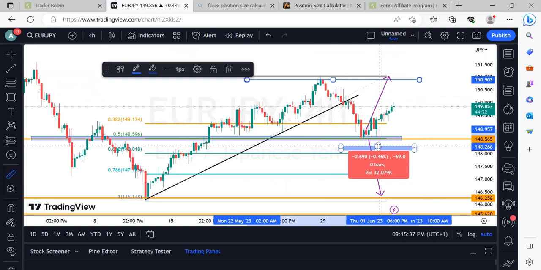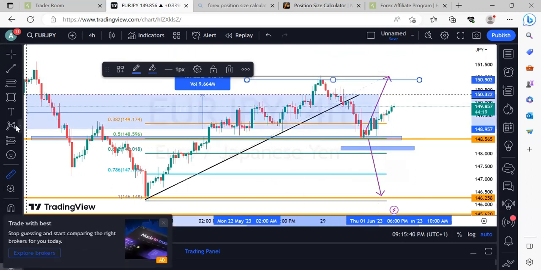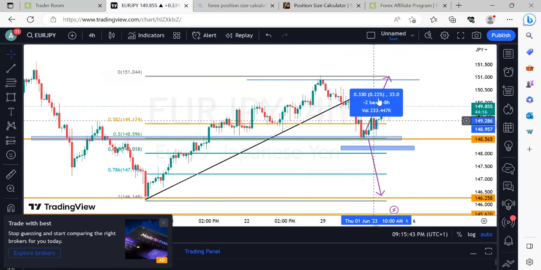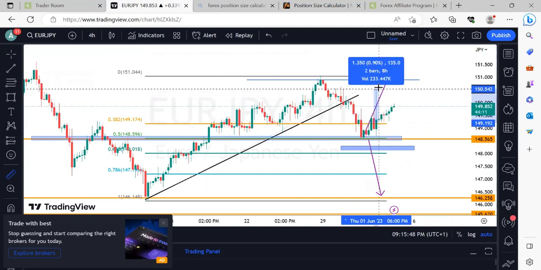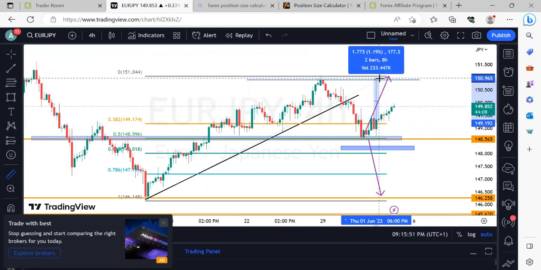I'm risking 70 pips, let's say 70 pips, to make how much? Let's go from the entry point here, from this point, to make how much? 177. I'm risking 70 pips to make 177. Divide 177 by 70. How much does it give you? That will give you 2 point something. So this is 1:2.3 or 2.4. Understand? Yes. So this is the way I trade.